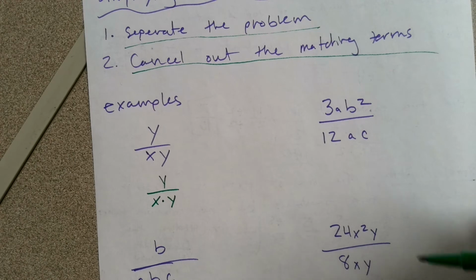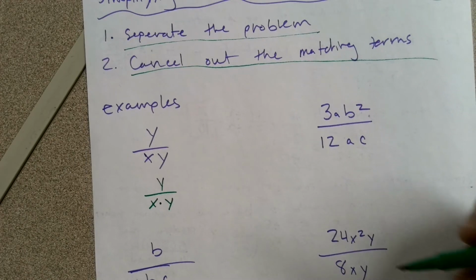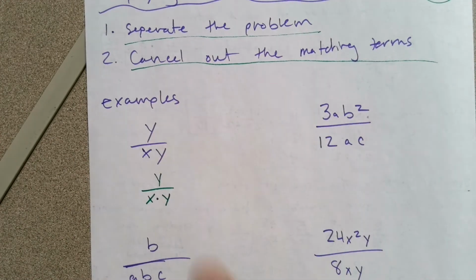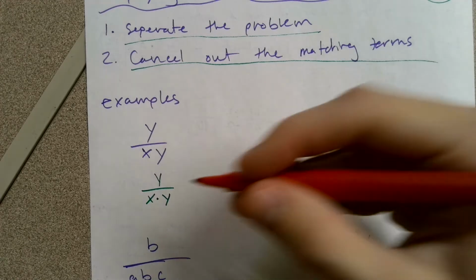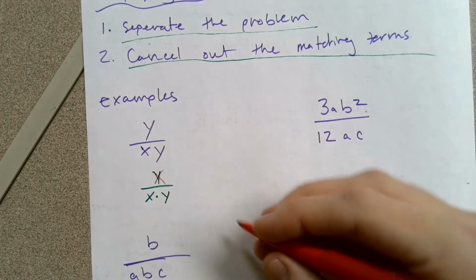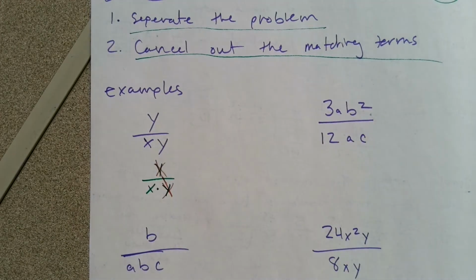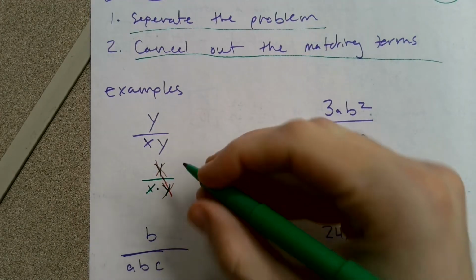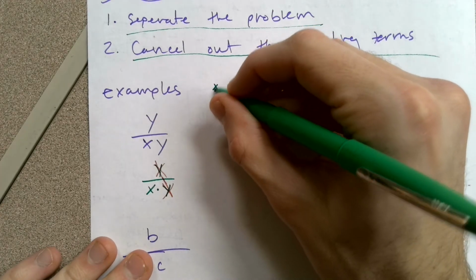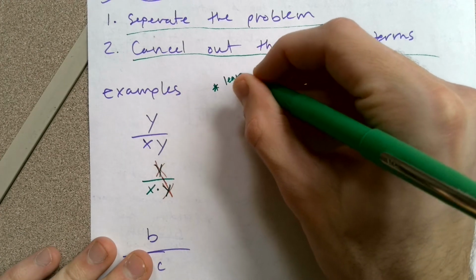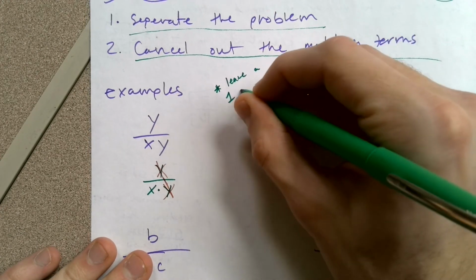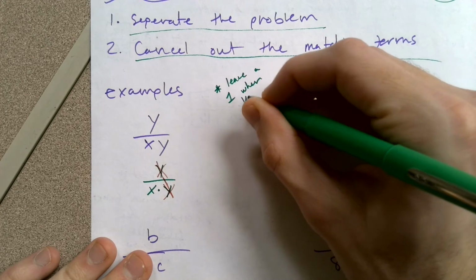Now, we cancel out everything that has a matching term. Let's do it. I want to use my red marker for this, actually. That sounds fun. Look at this. Cancel out this. Cancel out this. They match each other. They both have a y. Cancel them out. We have to make sure to leave a 1 when you cancel.